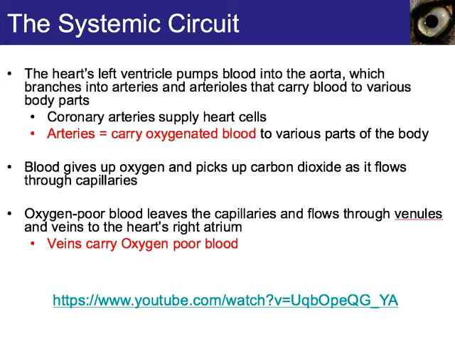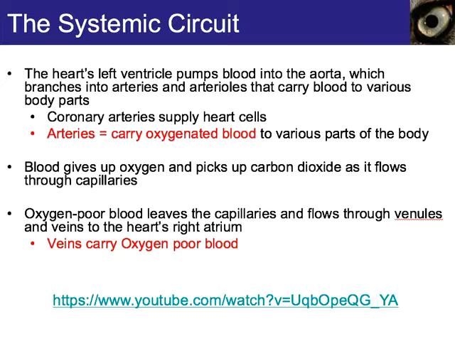The heart's left ventricle pumps blood into the aorta, which branches into arteries and arterioles that carry blood to various parts of the body. So once that blood makes it to the heart and into the aorta, then the arteries are going to carry that oxygenated blood to the rest of your body. So arteries carry oxygenated blood to various parts of the body.